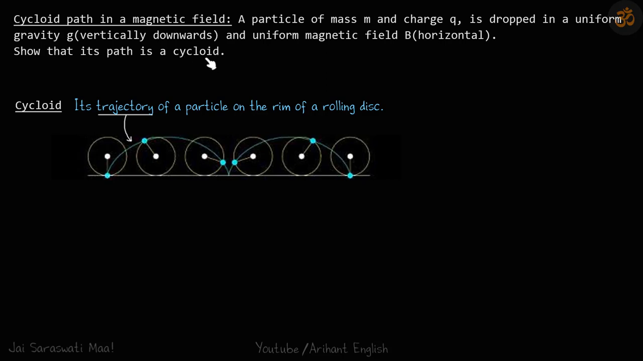What is a cycloid? It's the trajectory of a particle on the rim of a rolling disk. So in this example, let's say this is a disk which is rolling towards the right. If you follow this dot at the bottom, as it travels along the rim and as the rim itself moves forward, the path traced by this particle is called a cycloid.